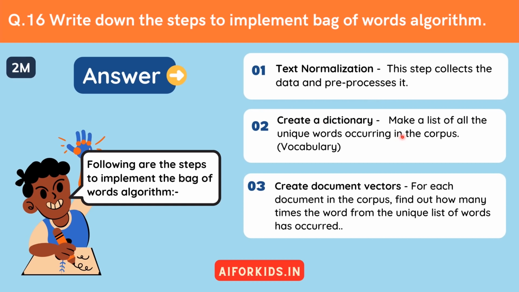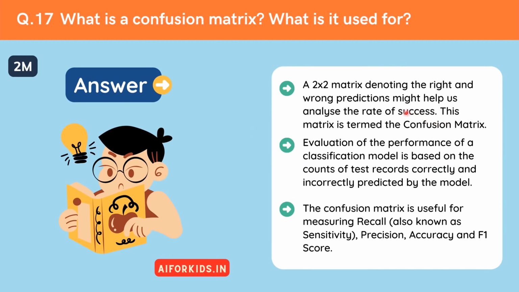The next step is create a dictionary. That is, make a list of all the unique words occurring in the corpus. That is the vocabulary. Now the third step is create document vectors. That is, for each document in the corpus, find out how many times the word from the unique list of words has occurred. Okay, now let's see question number 17. I hope you had understood question number 16. Now let's see what question number 17 says.